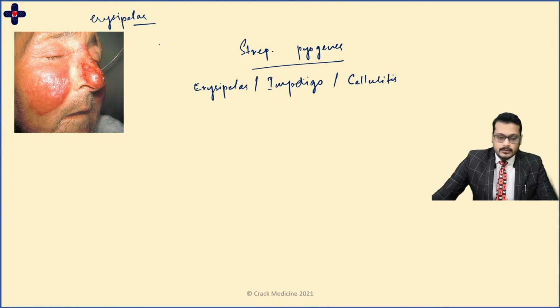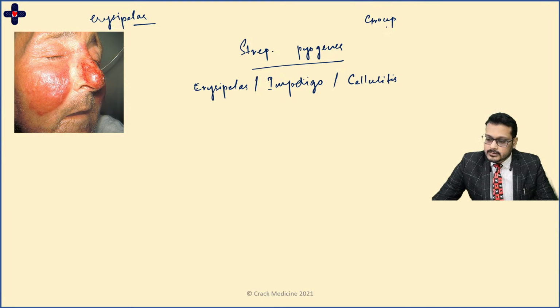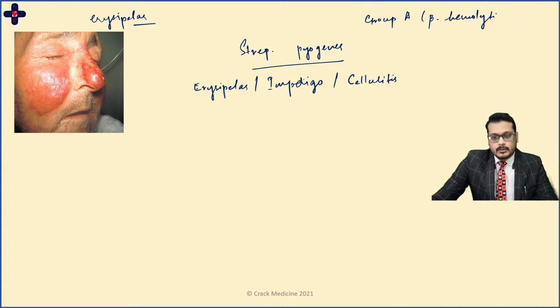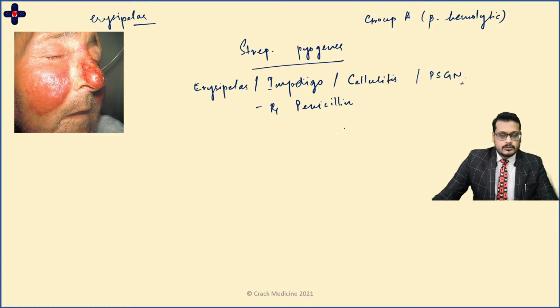Yes, you are right. Talking about groups, this is group A. What's your name again? Pavan. Yes, Pavan, you are right. This is a group A beta hemolytic Strep pyogenes. So these are the things that it can cause. How will you treat it? Treatment is via penicillin. This is also the one that causes post-streptococcal glomerulonephritis, PSGN. So you will treat it with penicillin.